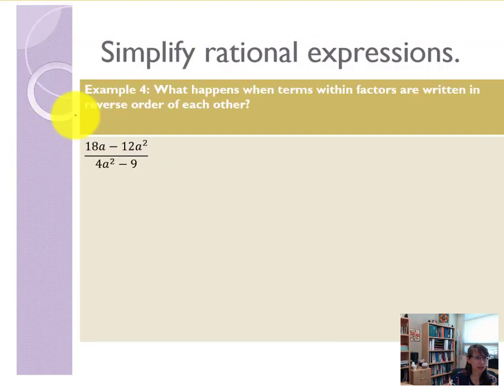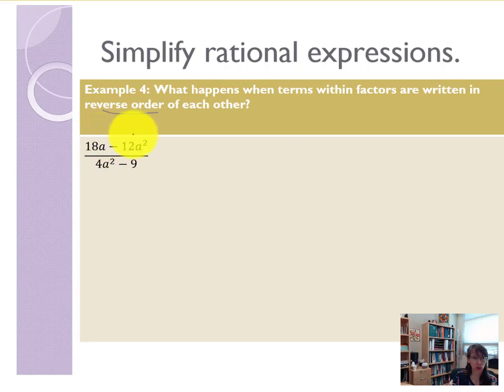All right, in our final example today, it says, what happens when terms within factors are written in reverse order of each other? So this might happen with some of the problems you have in your homework. So let's see what that's talking about.